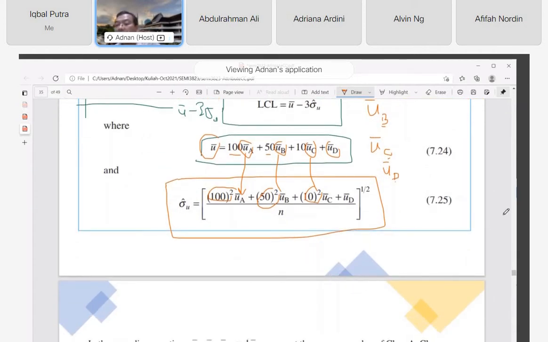Anyway, any question on this? I would like to ask, Alvin Ng, when do we use demerit control chart?